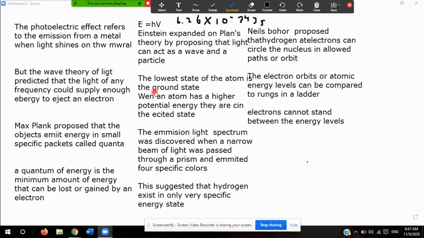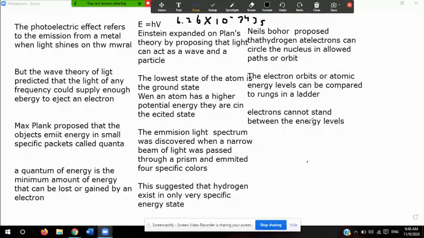A very famous equation that we all know or have heard of. And then we go on to read further down in the section. It says that the lowest state of the atom is the ground state. When an atom has a higher potential energy, it is in the excited state. And let me try to illustrate that.